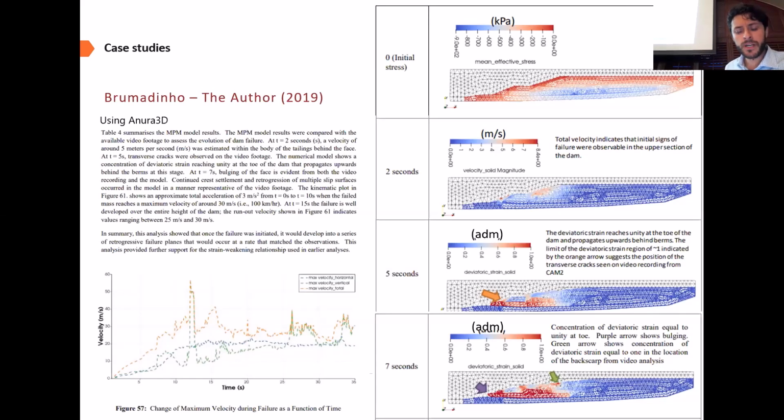This is the Brumadinho model. This was a model we had the opportunity to develop during the expert panel review process.